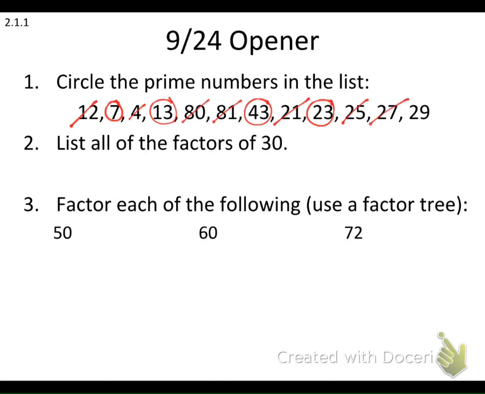Okay, what about 29? 29 prime or composite? 29 is going to be prime. It only has 2 factors, meaning I can only take 1 times 29 to equal 29.